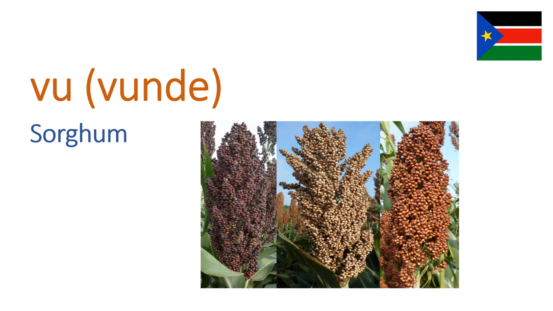Vunde. That is sorghum. And by the way, we have around three types of sorghum. The one dark in color is ruri, and mangbago is the white one, and the orange one or brown one is vunde.